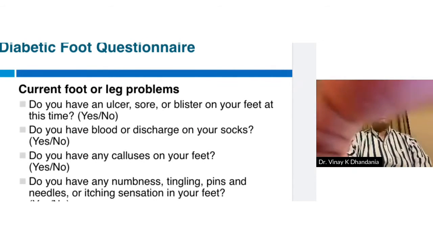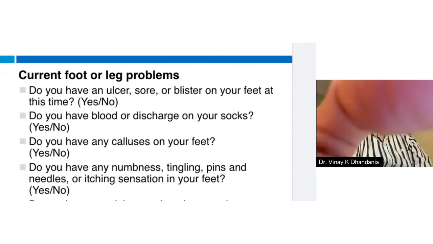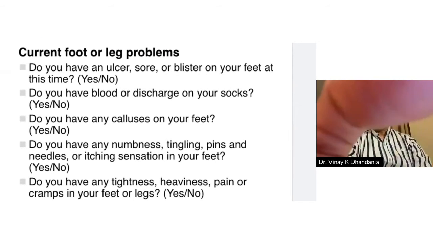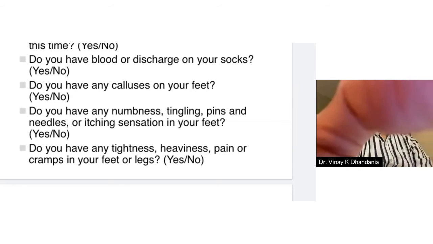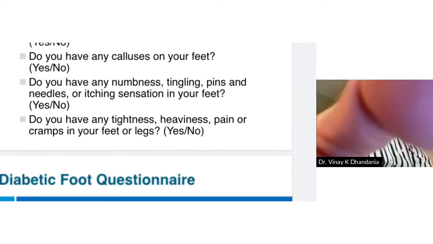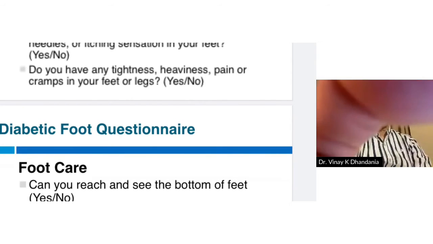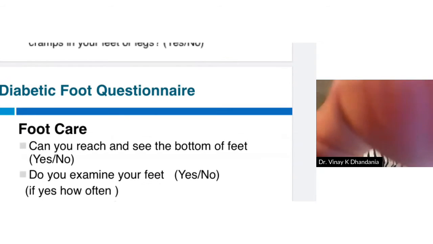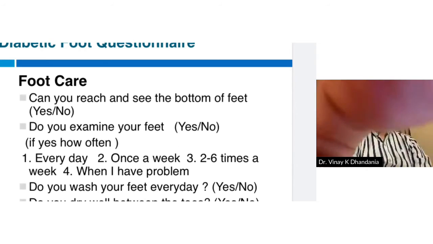Current foot or leg problems. Do you have an ulcer, sore, or blister on your feet at this time? Do you have blood or discharge on your socks? Do you have any calluses on your feet? Do you have any numbness, tingling, pins and needles, or itching sensation in your feet? Do you have any tightness, heaviness, pain, or cramps in your feet or legs? Especially, you can also ask about night cramps when they sleep, because of early peripheral vascular disease, they get night cramps or night pain.